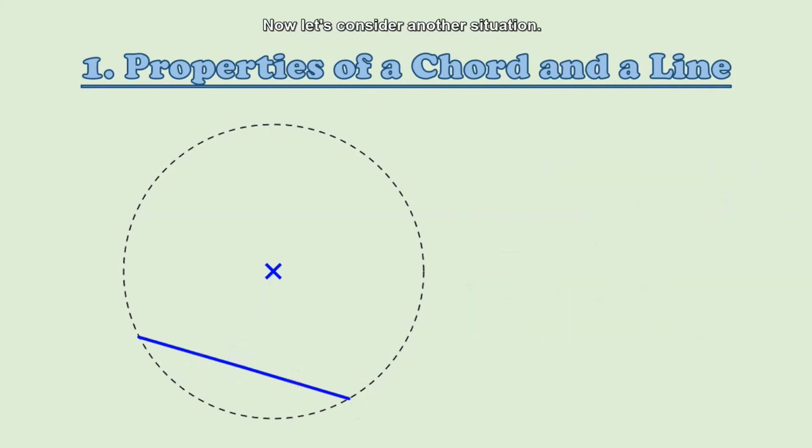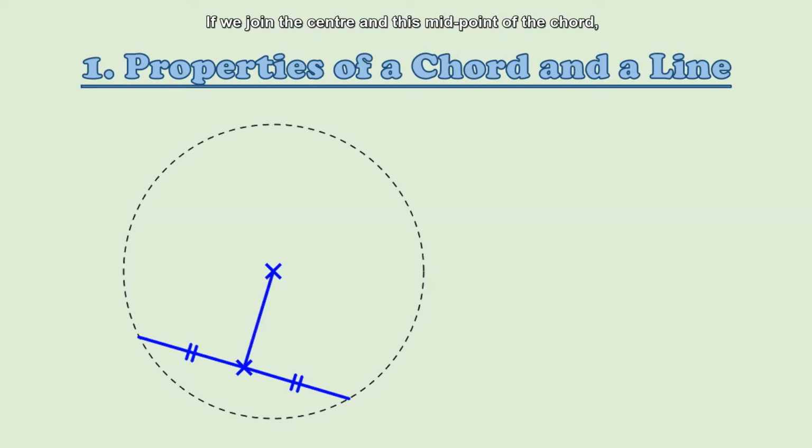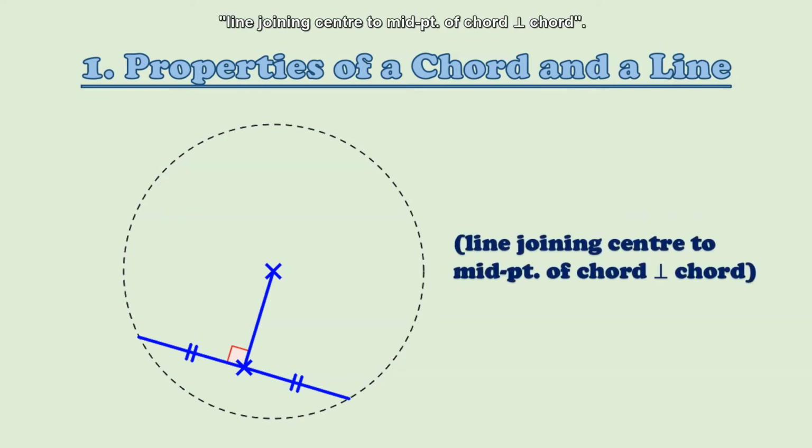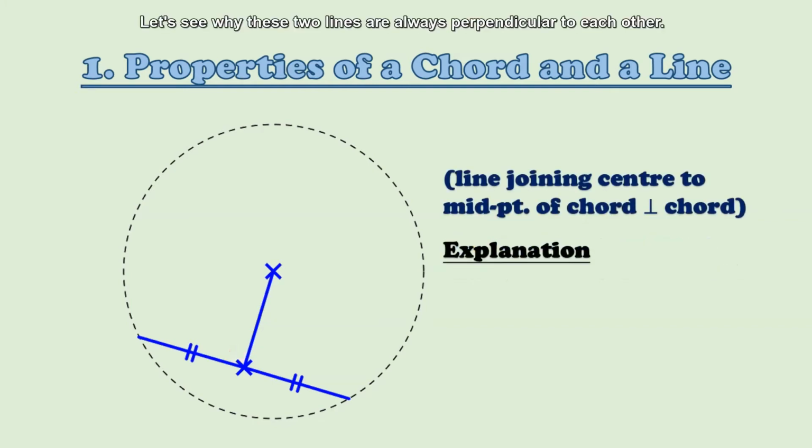Now let's consider another situation. Suppose we have a chord of a circle and suppose this is the midpoint of this chord. If we join the center and this midpoint of the chord, this line should be perpendicular to the chord, and this property is referred to as line joining center to midpoint of chord perpendicular to chord. Let's see why these two lines are always perpendicular to each other.